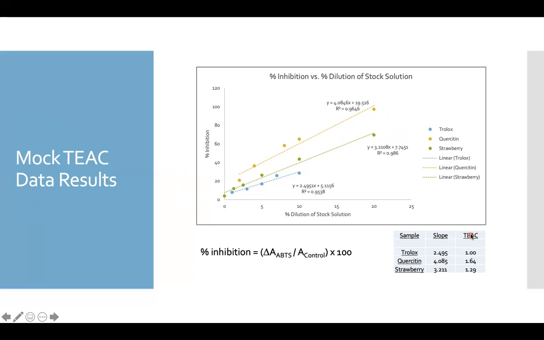Aside from graphically, this ranking can be seen mathematically by taking the ratio of the slopes of the lines of best fit for each supplement. Since Trolox is a standard, all slopes will be divided by the slope of Trolox, and it can be seen once more that quercetin has the highest percent inhibition, and strawberry falls in between Trolox and quercetin.